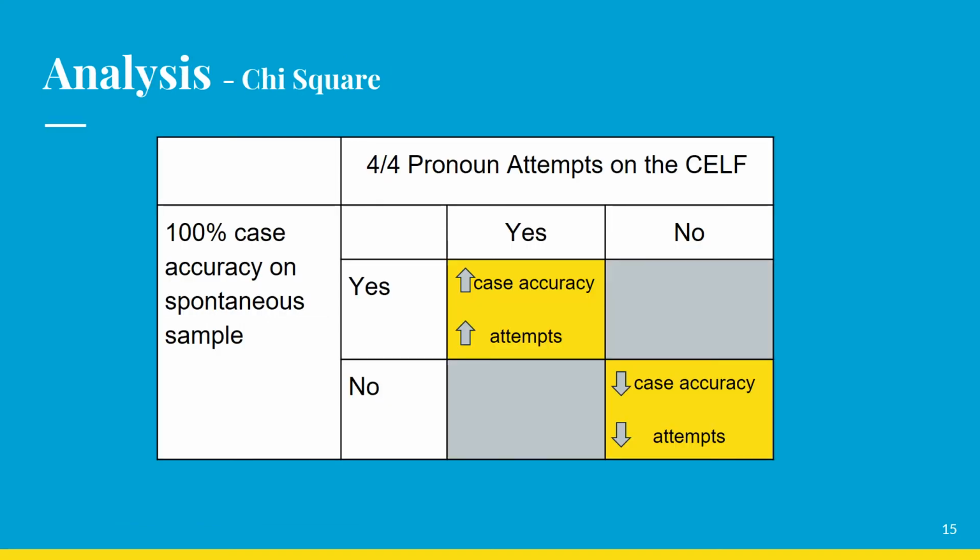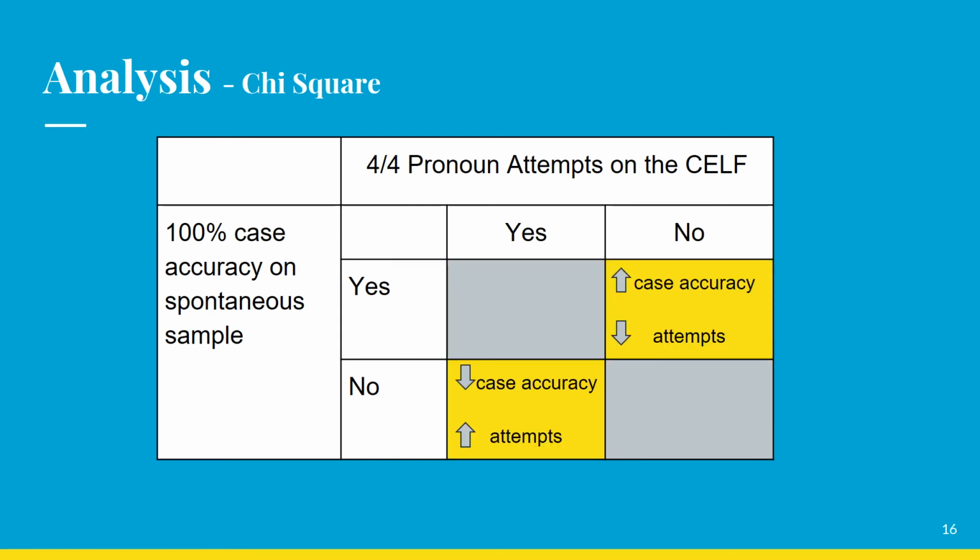If a child has a high percent of case accuracy and a high number of attempts, they will fall into the box with 2 yeses. If they have a lower case accuracy and a lower number of attempts, not 4 out of 4, then they will fall into the category of 2 no's.